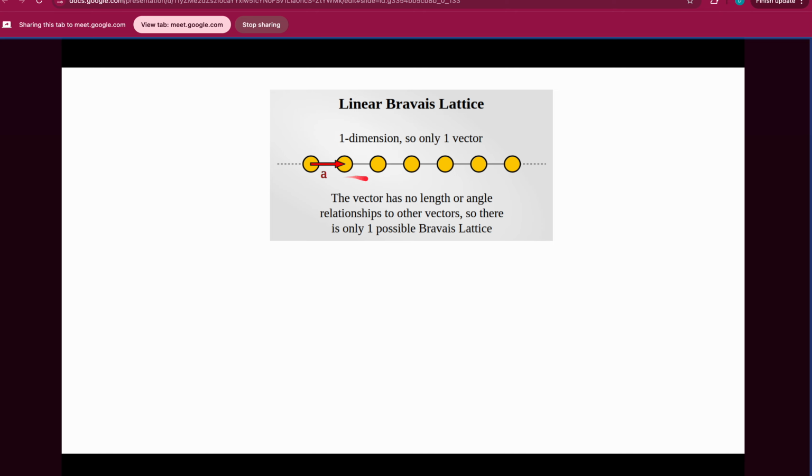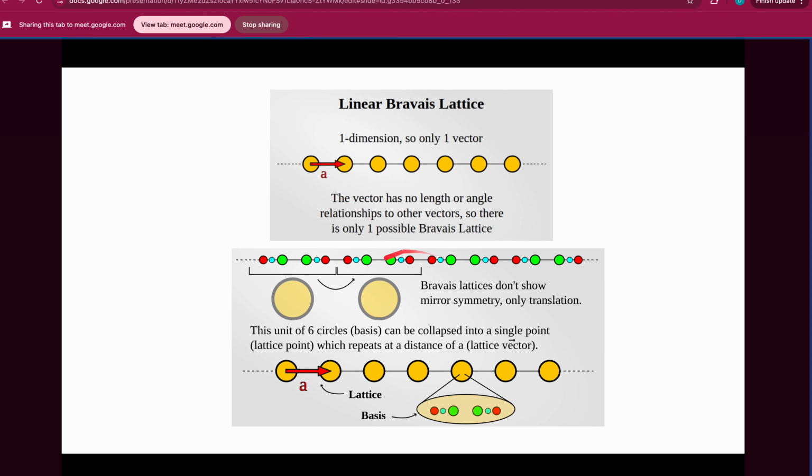That vector is A, which is the distance between the two lattice points. And this vector has no length or angle relationship to other vectors. So there is only one possible Bravais lattice, and this shows the translational periodicity. In a lattice we want identical points which are repeating, so these all combine to form a Bravais lattice that doesn't show mirror symmetry, only translations.